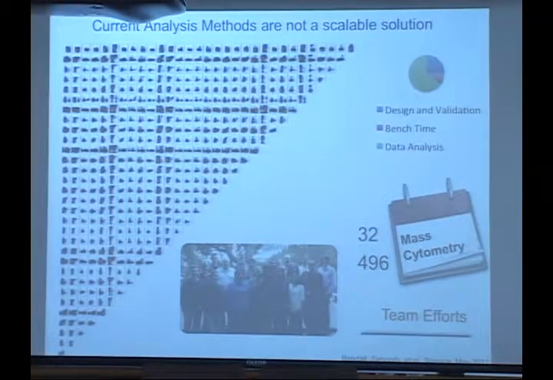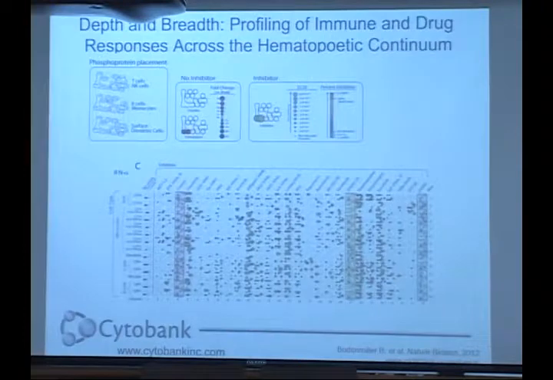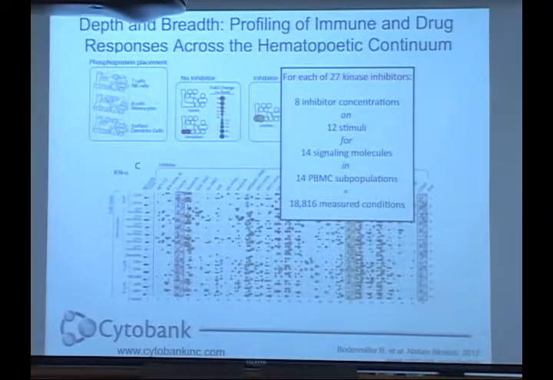In addition to the depth of this information, there's also the breadth. There's a paper that we published in 2012. Bernd Bodenmiller, who was a postdoc in the lab and who's now in Switzerland with his own lab, published this experiment wherein one tube barcoded 8 inhibitor concentrations, 12 stimuli, 14 signaling molecules, and gated 14 populations to end up with over 18,000 measured conditions. So we're getting to the point where with one CyTOF run, you can put this much information.